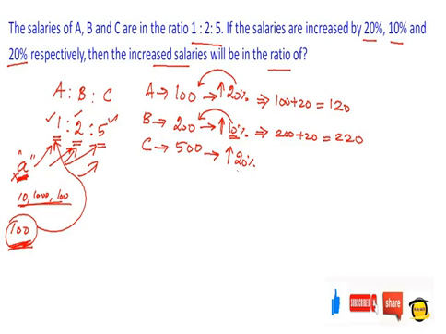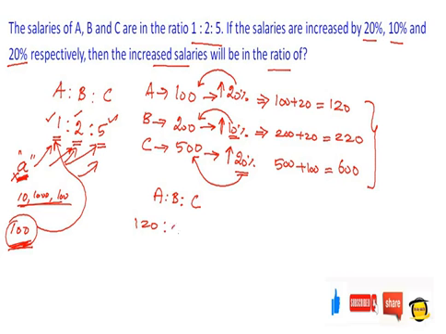What about C? Increased by 20%. So what is 20% of 500? That will be 100. So 500 plus 100, that is equivalent to 600. So the new salaries of A, B and C are 120, 220 and 600. So now let's find out the ratio. The ratio between the new salaries of A, B and C is 120 is to 220 is to 600.